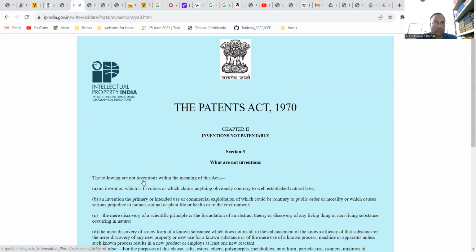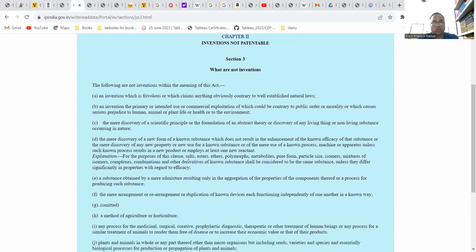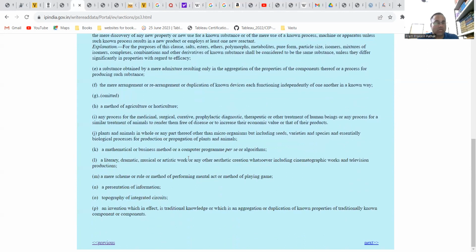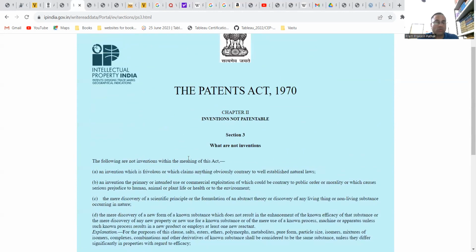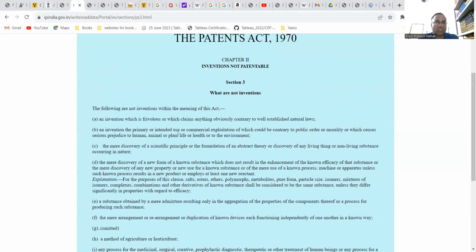So section 3. Section 3 pertains to what are not inventions. It says the following are not inventions within the meaning of this Act. Many times you will also get a question wherein you will be asked to explain what are not inventions. So you need to check one by one. So first is section 3A.